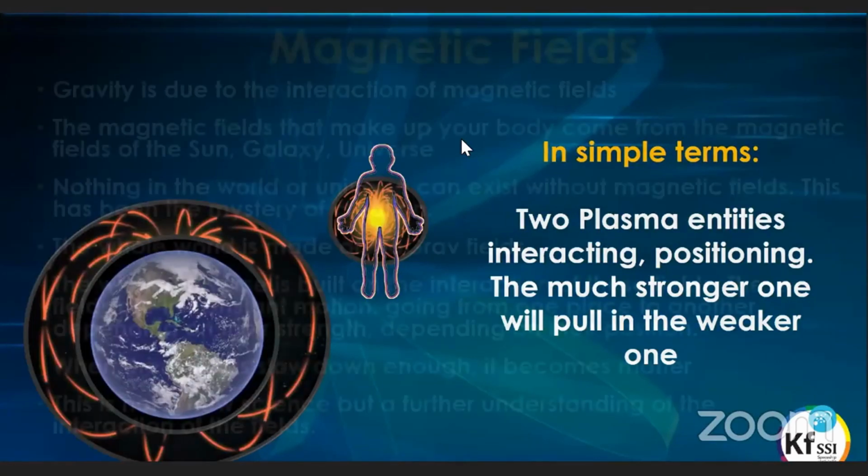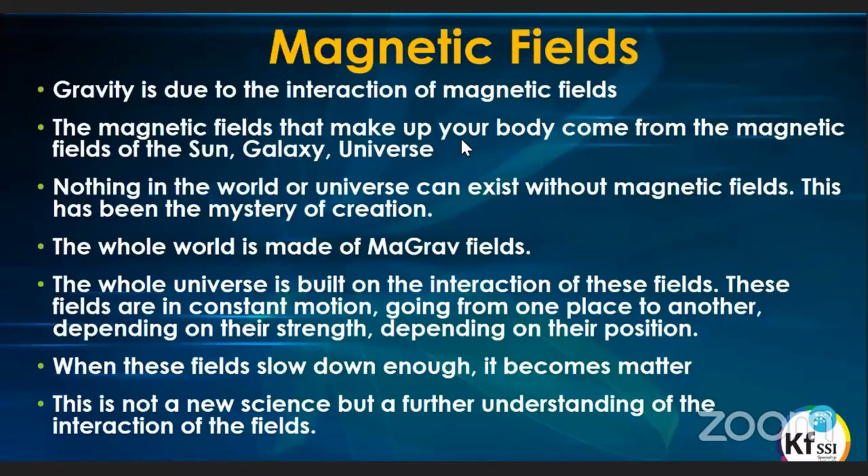So gravity is due to the interaction of the magnetic fields. And these magnetic fields that make up our body come from the magnetic fields of our sun, the galaxy, and the universe. So nothing in this world or universe can exist without the magnetic fields. This has been the mystery of creation, that everything is made of these fields. And the whole world is made of the maggrav fields. It's the interaction of the magnetic and gravitational fields which create what we see. And the universe is built on the interaction of these fields. These fields are in constant motion, going from one place to another, depending on their strength and depending on their position.